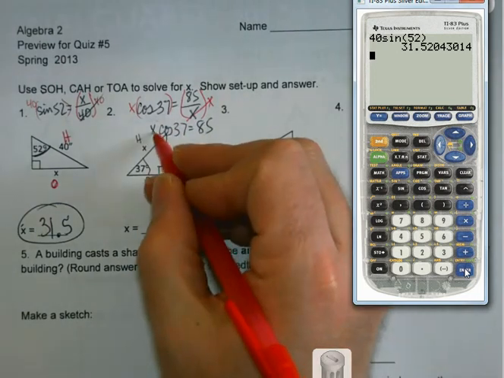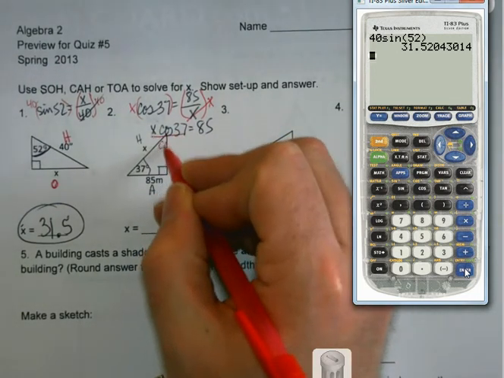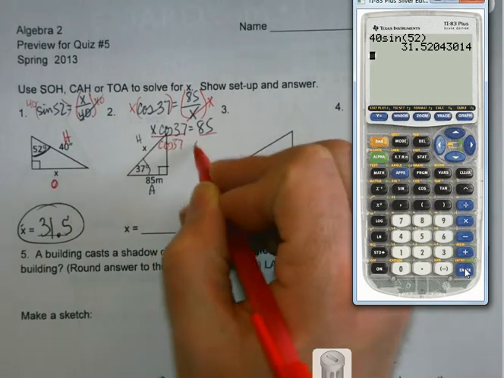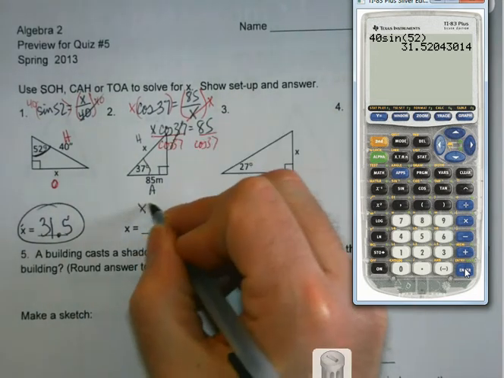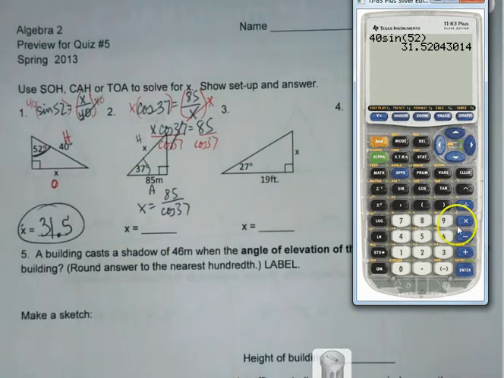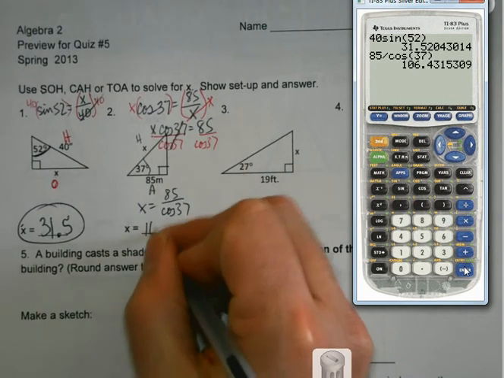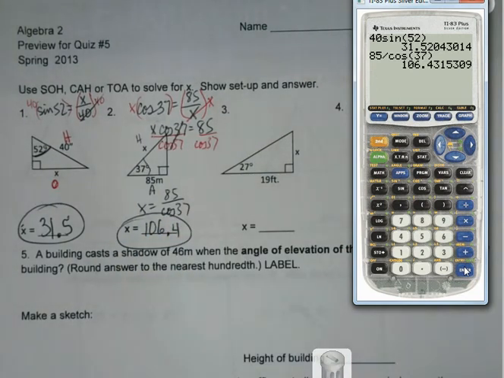Almost. Right now I'm multiplying x by cosine of 37, right? So if I divide by the cosine of 37, you're like, oh, it's not always times. Right. Sometimes it's good to see a pattern and go with it, but not if it isn't true. So it's not going to be multiply every single time. 106.4. Okay, so be careful.